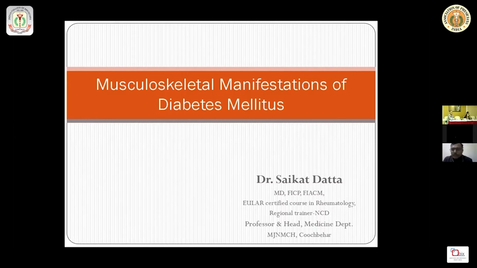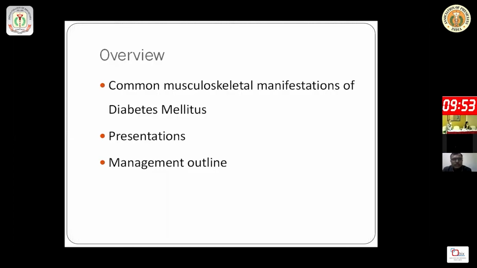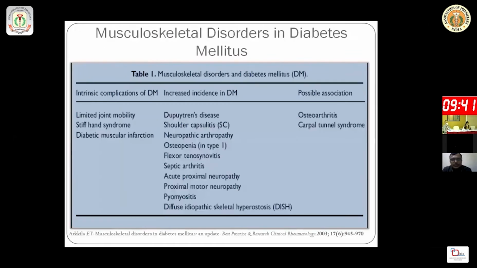Good evening, everybody. My topic is the clinical one, the musculoskeletal manifestations of diabetes mellitus. So this is the overview. I'll be discussing the common musculoskeletal manifestations, the presentations, and management outline. Although it will be very difficult to discuss the whole in 15 minutes, I will try to complete it. So these are the musculoskeletal manifestations of diabetes mellitus.